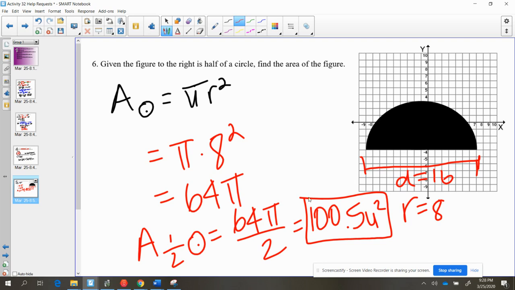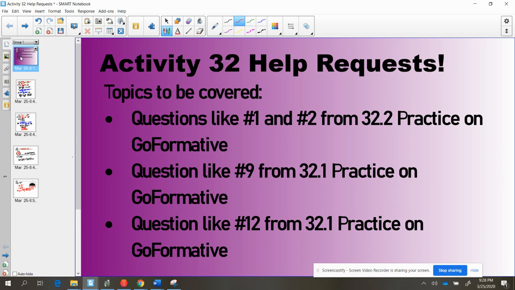Okay. So hopefully these examples are going to help you then moving forward on some of those practice problems. Again, from the practices, the 32-2 practice and 32-1 practice. Keep your questions coming. I can keep posting stuff from here, and hope this helps you.